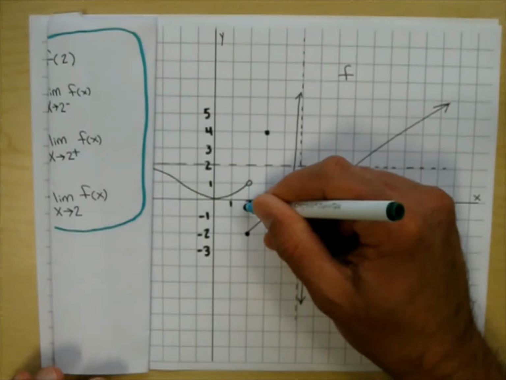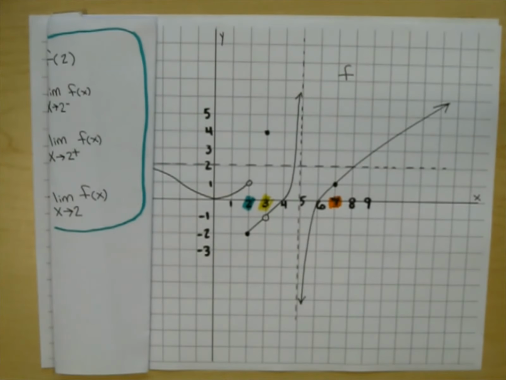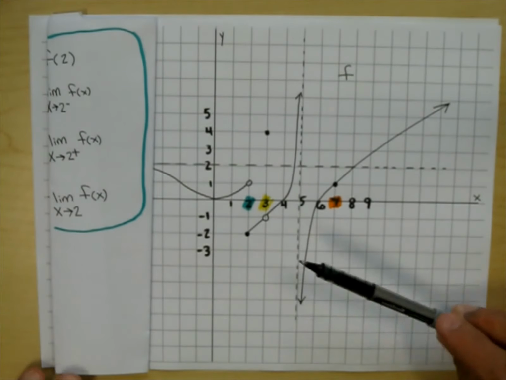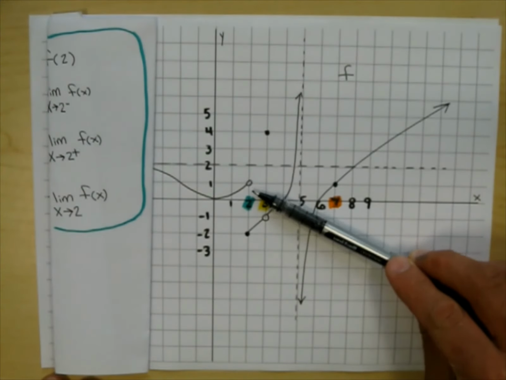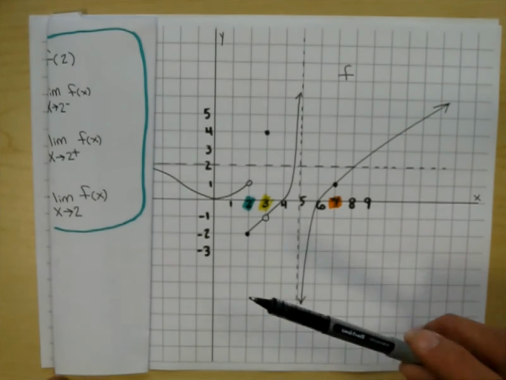So here's 2, which I kind of highlight in green. It says, what is f of 2? Well, f of 2 is, you look and you see the graph right there, you see a point right there, and the y value is -2.